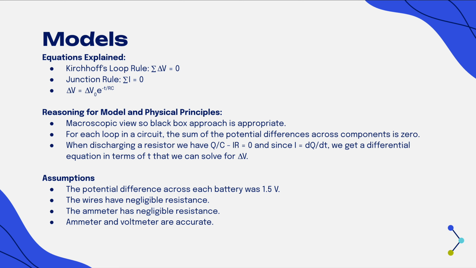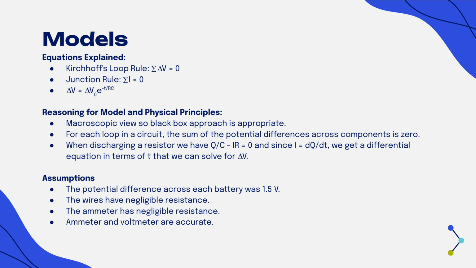So there are the three equations that we used that were listed. The first is Kirchhoff's loop rule, which says the sum of voltage is zero, and then also the junction rule, which is the sum of current is zero. And then we also use the fact that for a simple circuit with a resistor and capacitor, this is the voltage as a function of time.